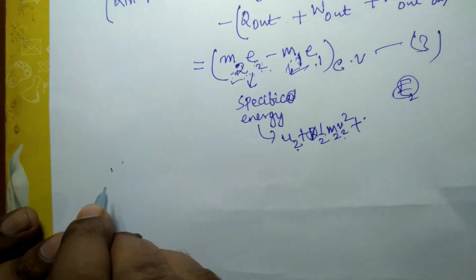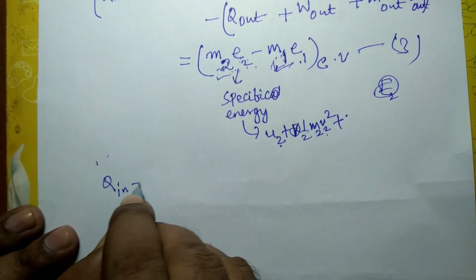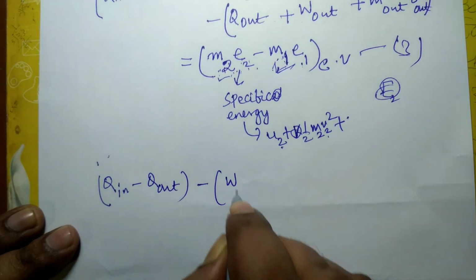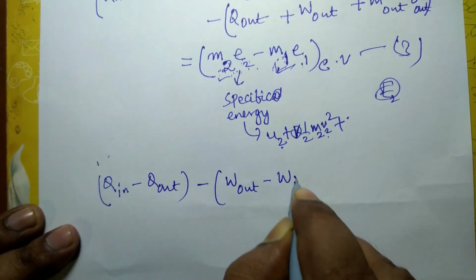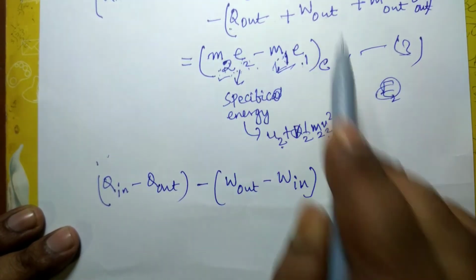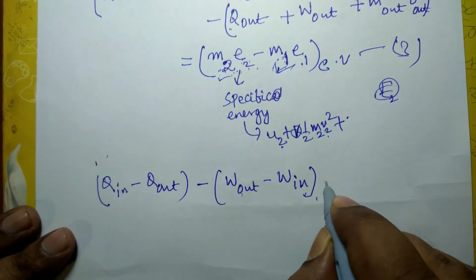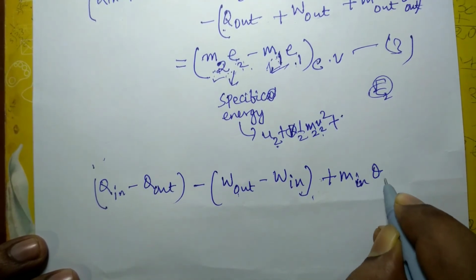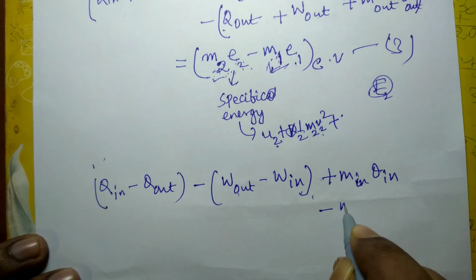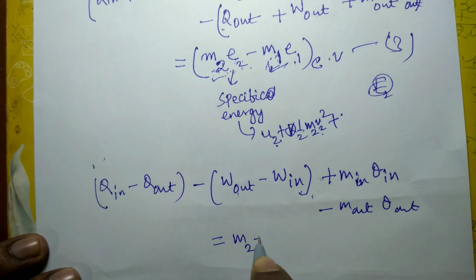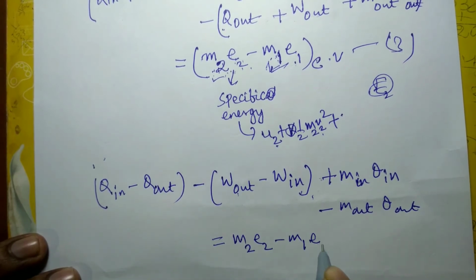अगर हम इसको rearrange करेंगे, suppose this is your equation 3, अगर हम इसको rearrange करेंगे, सो Q in minus Q out minus W out minus W in, ऐसे लिख सकते हैं, there is no problem in that. Q in minus Q out minus W out minus W in plus M in θ in minus M out θ out is equal to M2 E2 minus M1 E1 of the control volume.